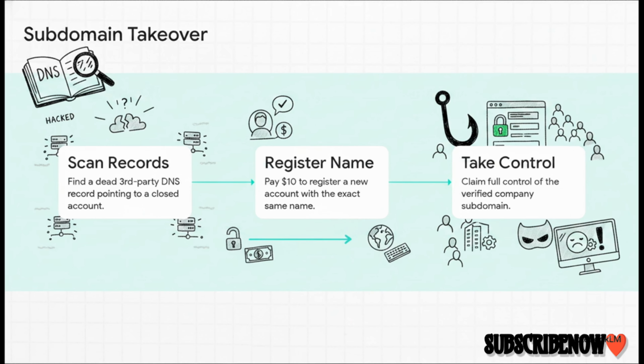Fast forward 2 years. The company closes the portal, they cancel the Zendesk account, but some lazy IT guy completely forgets to delete the actual DNS record in the phone book. Step 1, a hacker scans and finds that dead record. Step 2, the hacker simply goes to Zendesk, pays $10, and registers a brand new account claiming that exact name. And just like that, step 3, they have full control of a trusted, verified company subdomain. The company's own phone book is literally routing millions of trusted users straight into the hacker's phishing scam.